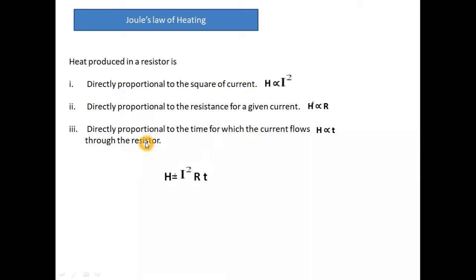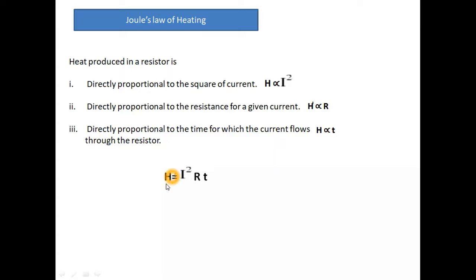Next, heat produced is directly proportional to the time for which the current flows through the resistor. Again, that means if you are using an appliance for more time, then definitely heat produced will be more. And if you are using the appliance for less time, then the heat produced will be less. Double the time, double the heat produced; half the time, half the heat produced.